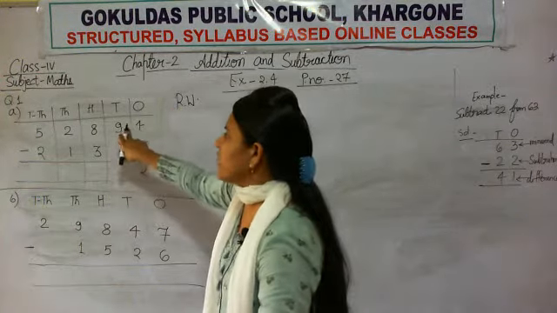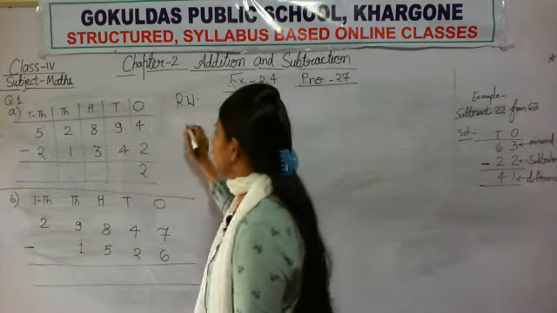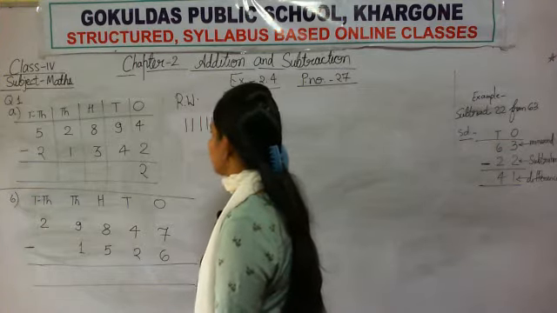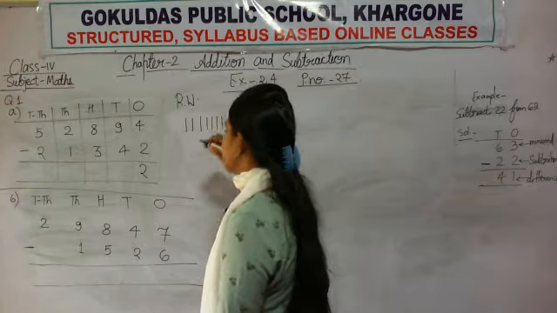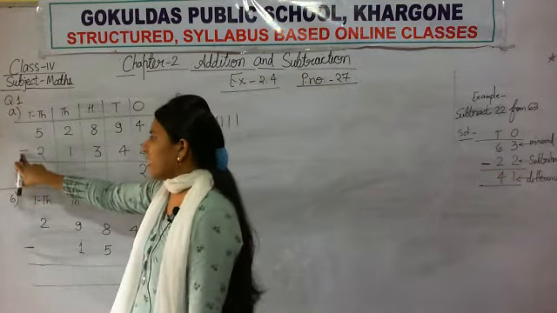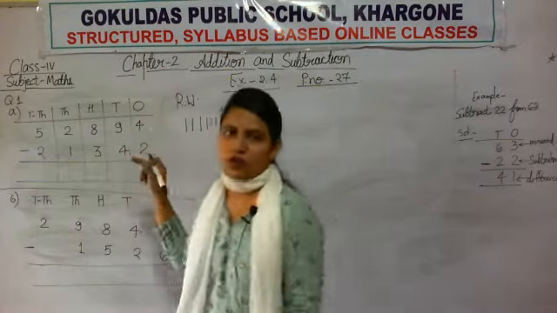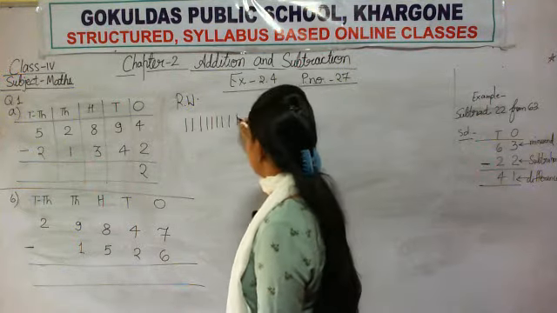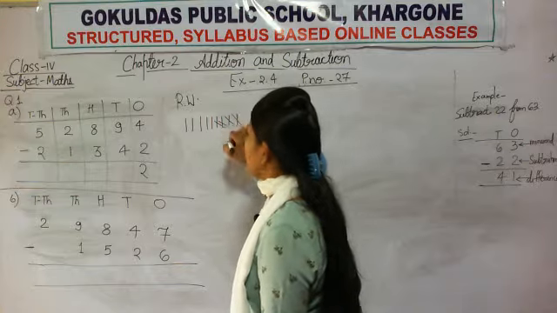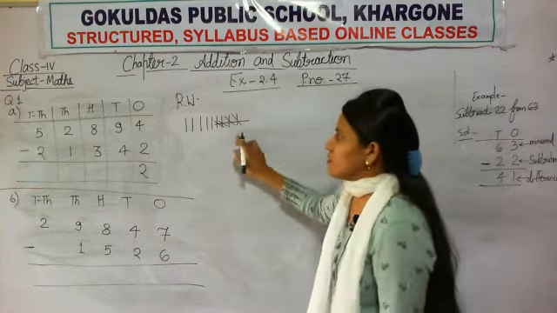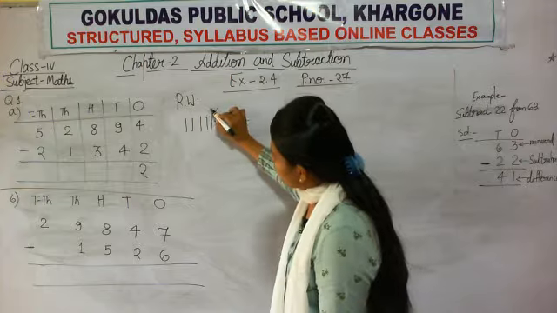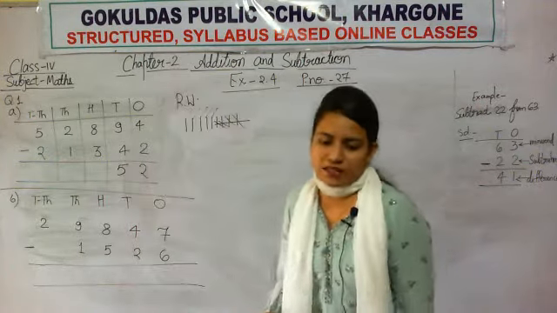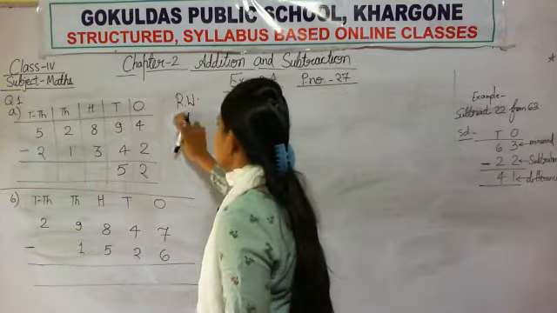Now move to the next column. You see that 9 and 4, 2 digits are there. So draw 9 sticks. 1, 2, 3, 4, 5, 6, 7, 8 and 9 sticks. Now you want to subtract 4 from these 9 sticks. So start cutting the 4 sticks. 1, 2, 3, 4. You have cut the 4 sticks. How many left? 1, 2, 3, 4 and 5. So you will write 5 in the tens column, okay.